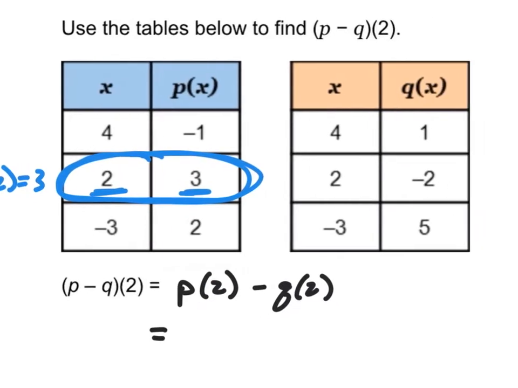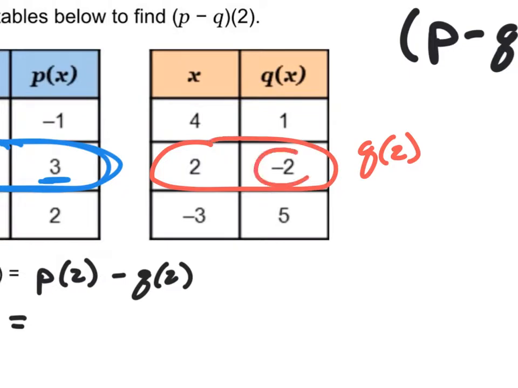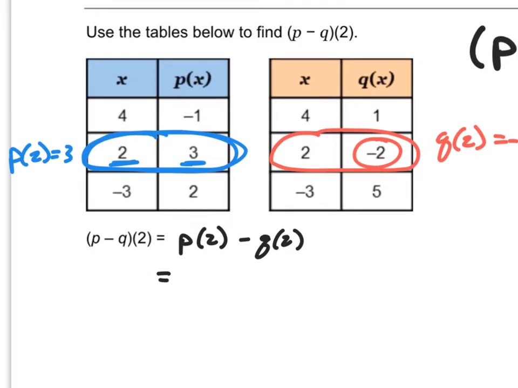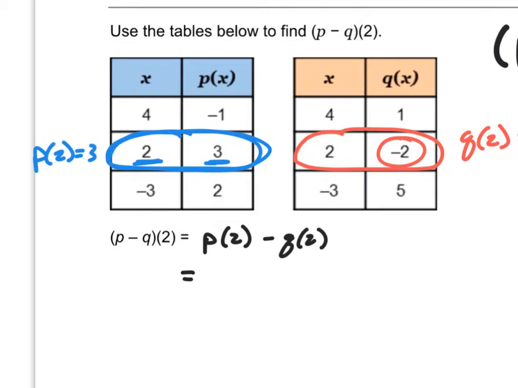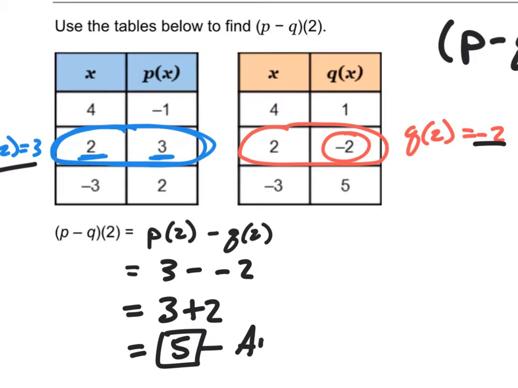That's the idea. All right, then over here, if I do q of 2, plug in 2 into my function, what y value do I get? And that value is -2. So again, I'm just plugging those values in, seeing what the y values are. And so let's go ahead and substitute those in. p of 2 was equal to 3, and that came from here, minus q of 2, which is -2. So I get 3 minus -2, which is really just 3 plus 2, which gives me a value of 5. This is our answer.